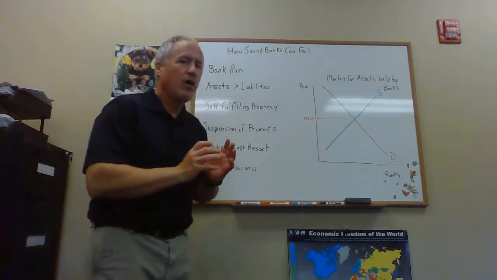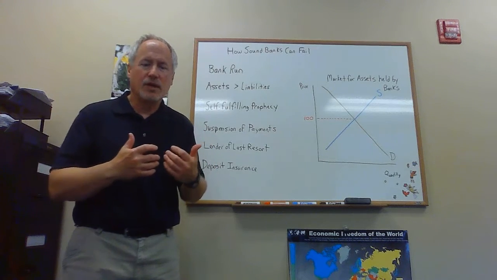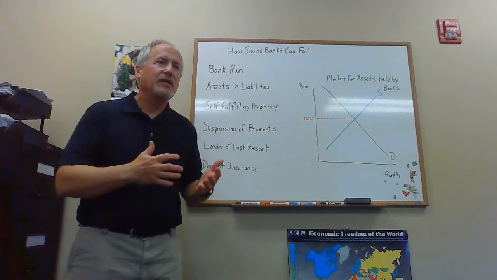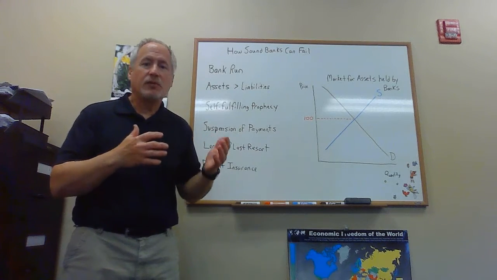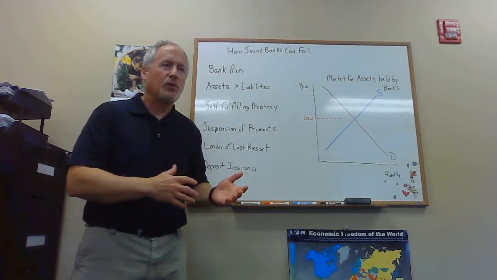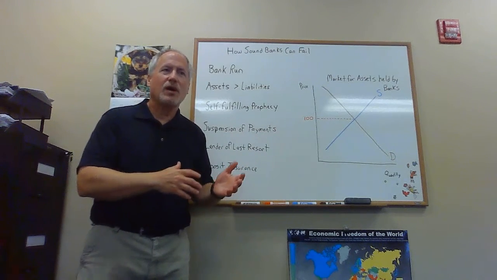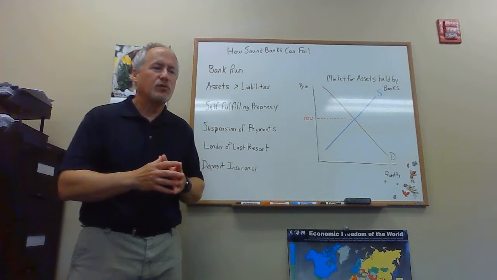This video is going to talk about how it is that a sound bank can fail. This is an important concept to make sense of what happened during the Great Depression, because during the Great Depression, about 9,000 banks failed in the United States. It was a huge part of what led to a decline in the money supply, a collapse of credit, and it certainly led to the depths of the Great Depression.